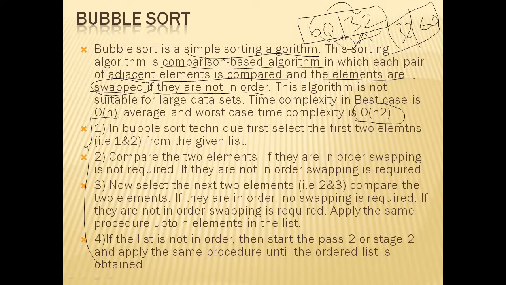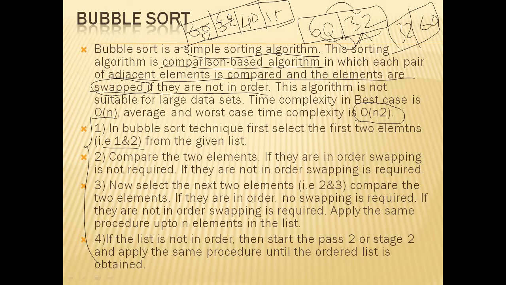Assume I have four elements like 60, 32, 40, 15. First I will compare the first and second elements, and check whether these two are in order or not. No, these two are not in order. Then what will we do? 60 will be replaced with 32 and 32 will be replaced with 60.